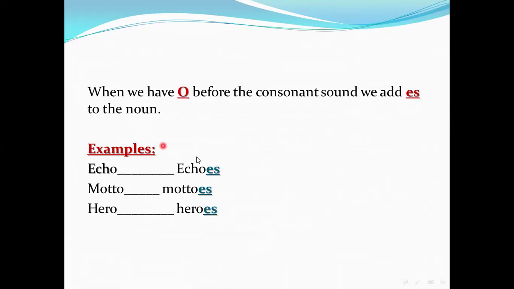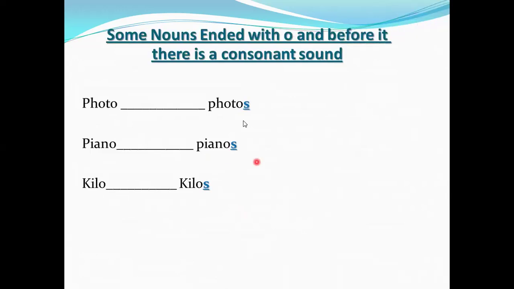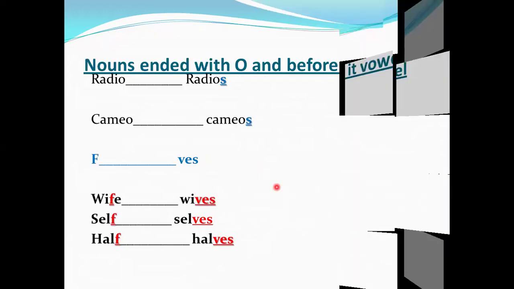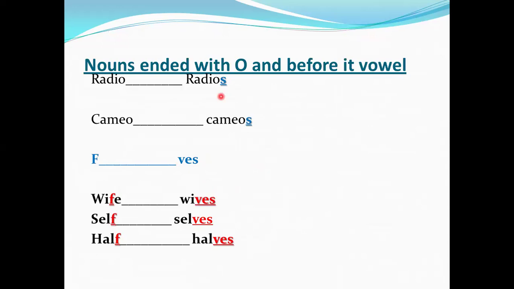We have nouns ending in o, where we add es to the noun, like echoes, heroes, and so on. We have here photos, piano, keys. I'm sorry, I'm making a quick review in the video so that I don't make the video longer. I would like to explain the new lesson today, and I will make a quick review to remind you of what I told you before. Okay, here is radio.